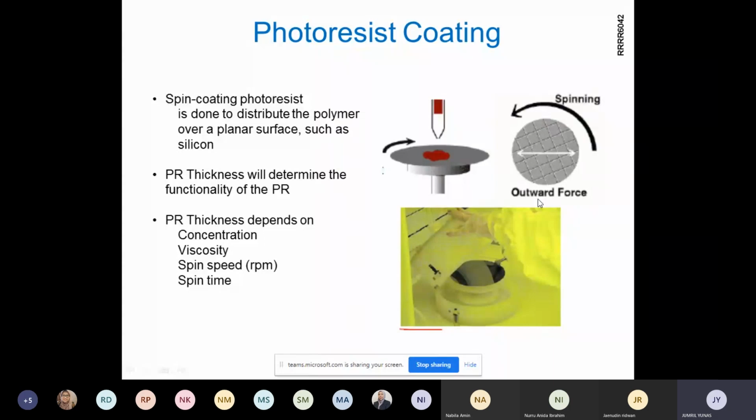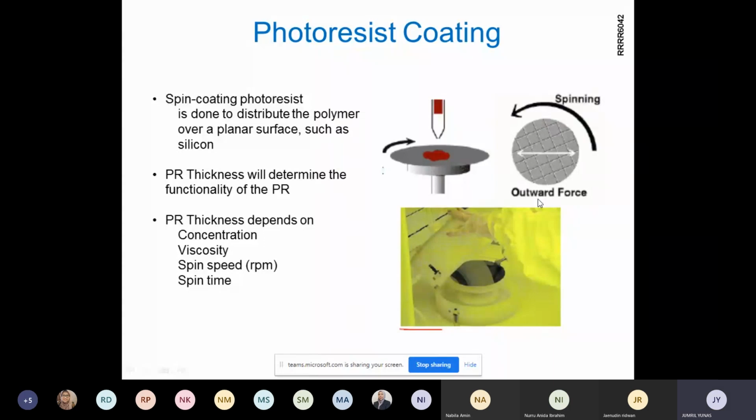We don't need the amount of the photoresist. We just need the pattern. While thick photoresist is used for deep area etching or to create 3D structures.